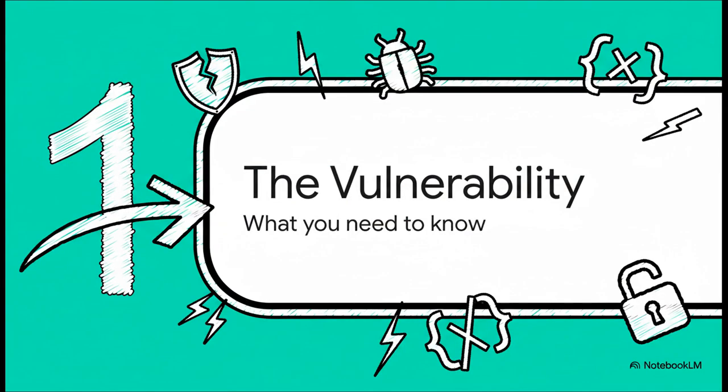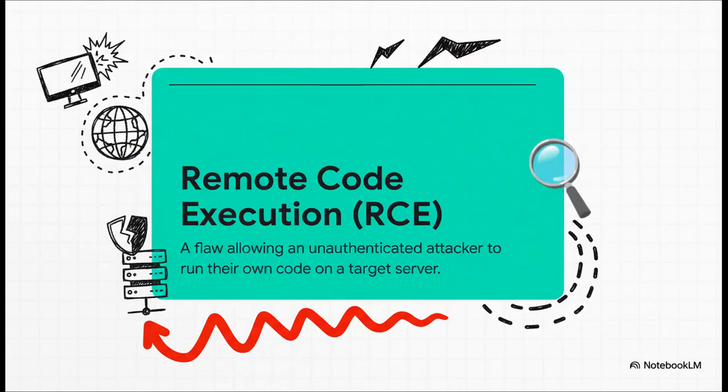So let's break this down. What exactly is this vulnerability? Let's get right to the heart of the problem. Okay, so what we're dealing with here is a remote code execution vulnerability, or RCE for short. And what that means, in plain English, is that some random person on the internet, an unauthenticated attacker, could potentially run their code on your server.